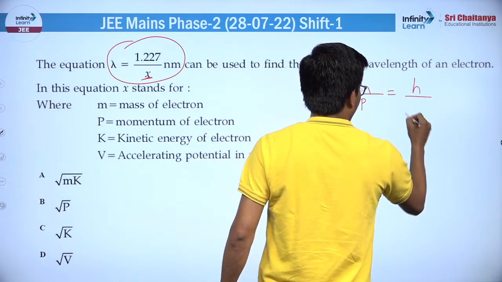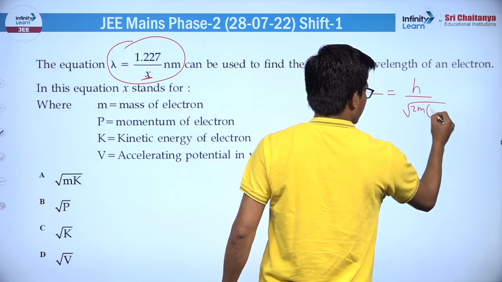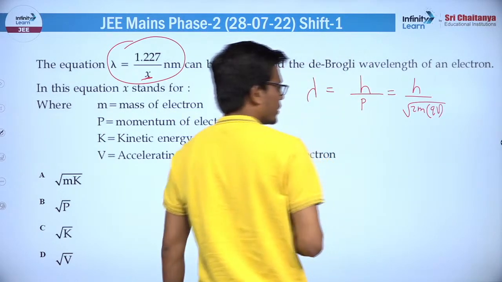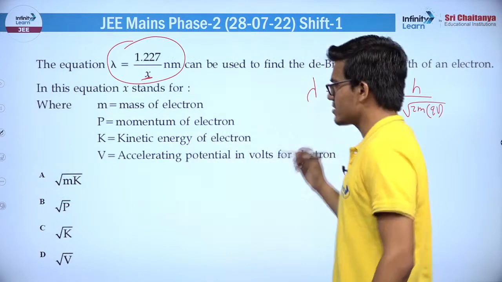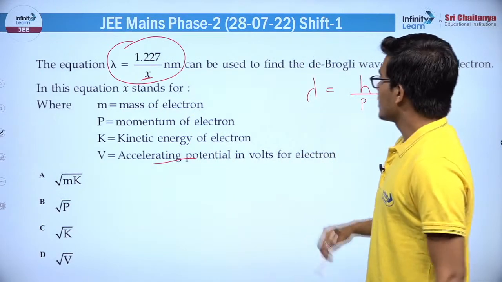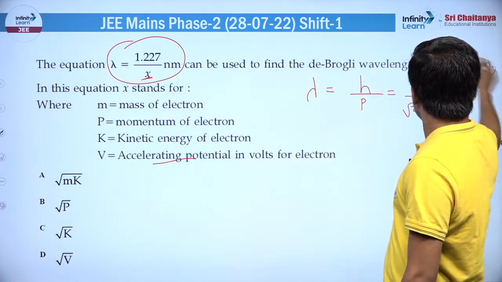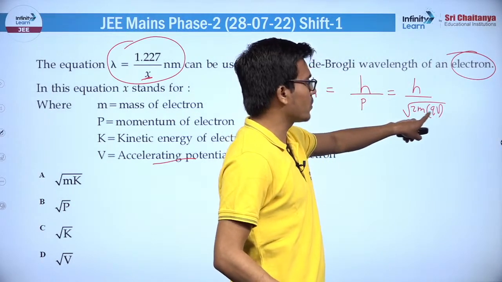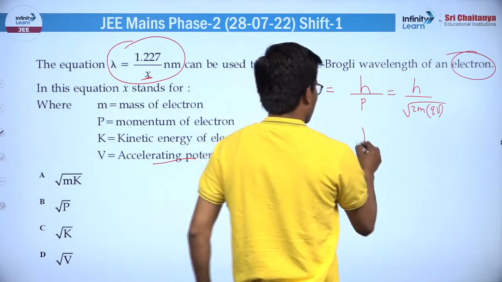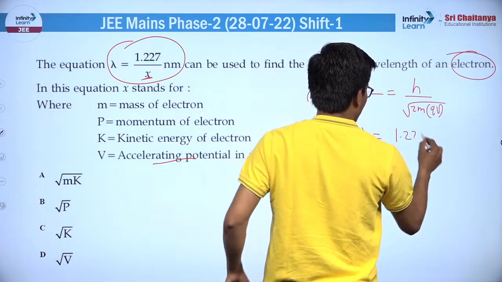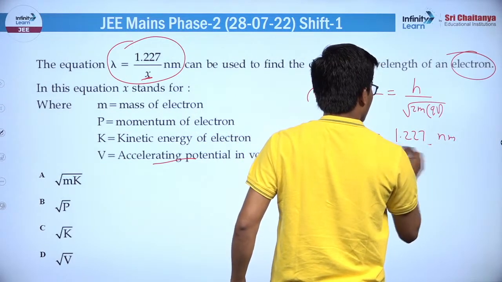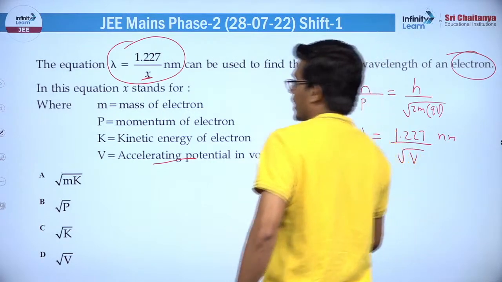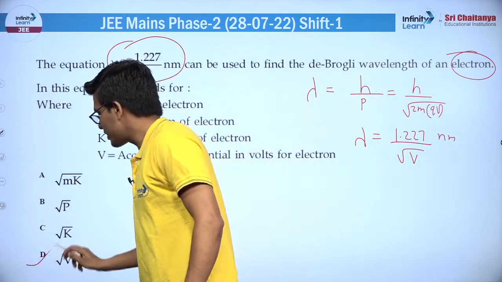And momentum you can write as root of 2m kinetic energy. Kinetic energy can be written as q into the potential difference applied. V is the accelerating potential. Now we want to find the de Broglie wavelength for an electron. Interestingly, if you put the value of h, mass of electron and charge of electron, you will get this exact term, 227 nanometer divided by √V. So X is actually √V, that is option D.